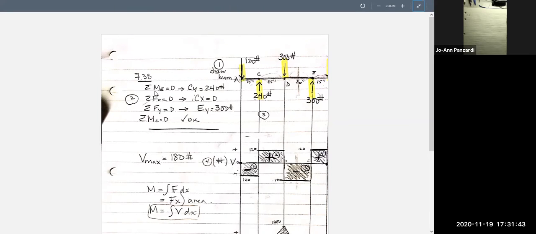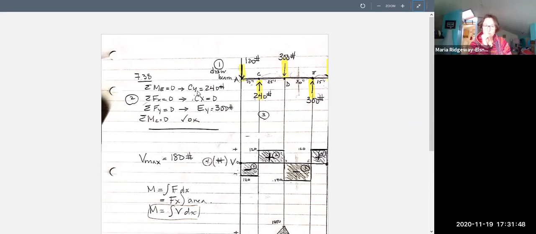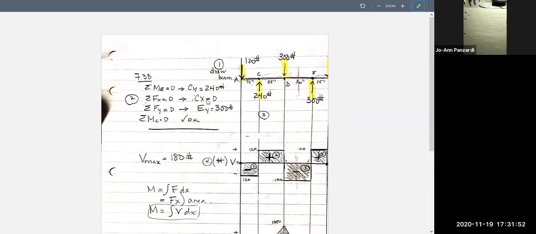We first did the sum of the moments about point E to cancel this out, and we found CY is equal to 240 pounds. We did the sum of the forces in X, which resulted in CX being equal to 0. Then we did the sum of the forces in Y, and we found EY to be 300. Then we did the sum of the moments about another point just to check that we get the 240 and the 300, and we did. That we already know how to do anyway.